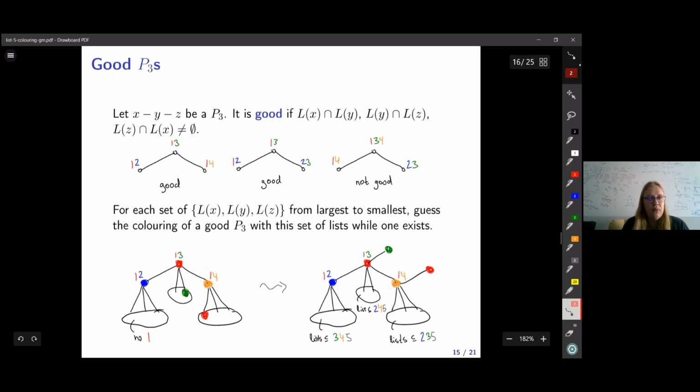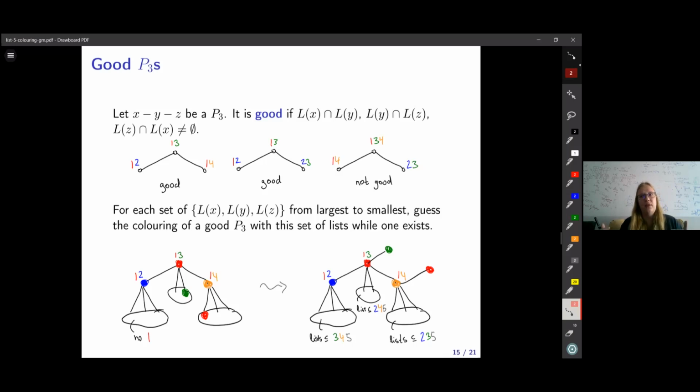So if I'm looking at an induced P3 in a graph with lists, let me call it good if no 2 of the lists are pairwise disjoint. So this is good because all the lists contain 1. This is also good because, well, there isn't a number that occurs in all 3 lists. No 2 of them are disjoint. And this is not good because this list and this list are disjoint. And now we will guess further stuff to make sure that there is no good P3 in the instance.